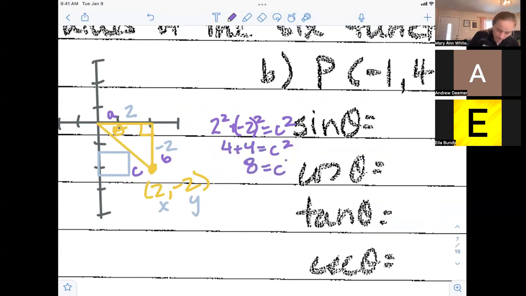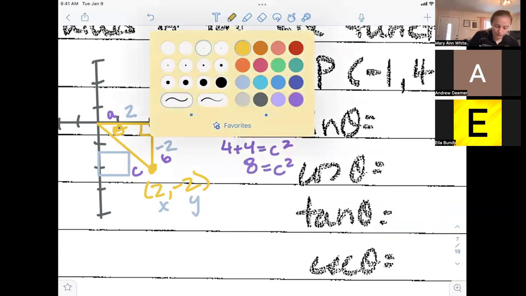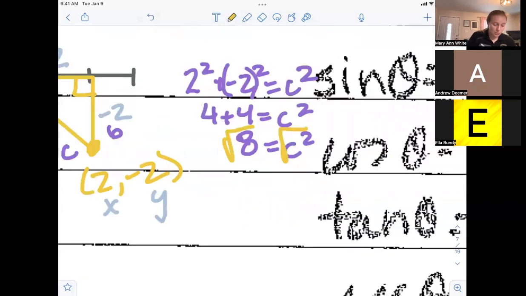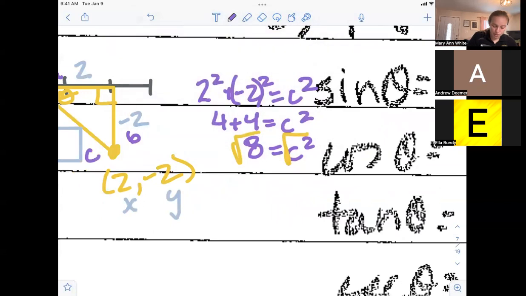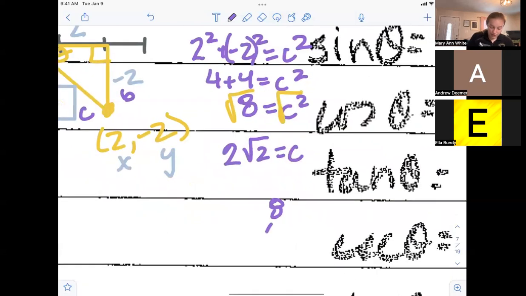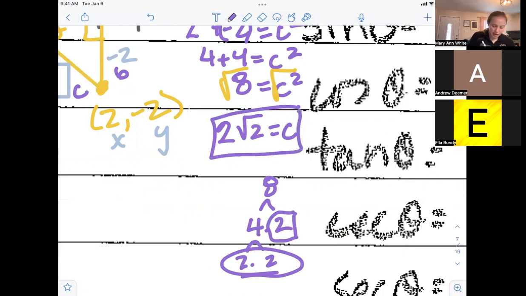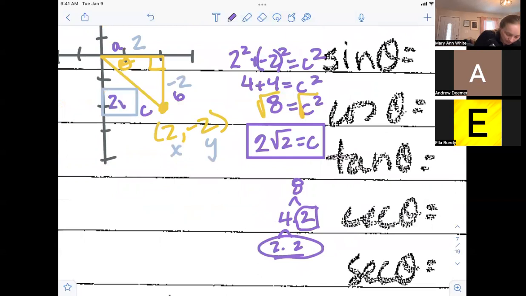8 equals C squared. Ooh, for the first time in a while, we are gonna simplify root 8. Root 8 is the same thing as 2 root 2. If you forgot how I did that, do your little factor tree for 8. 8's 4 and 2. 4 becomes 2 and 2. The pair comes out. The single guy stays inside. So 2 root 2 is my C. It's my hypotenuse. It's my missing side.